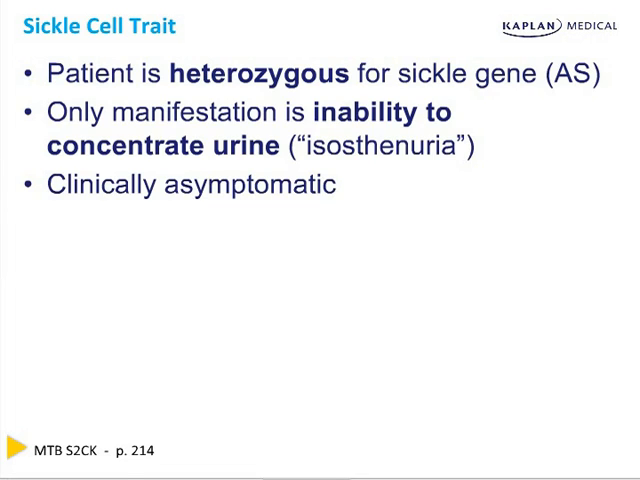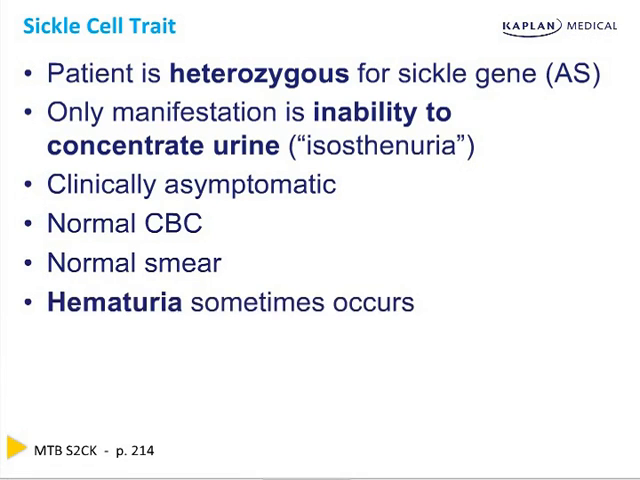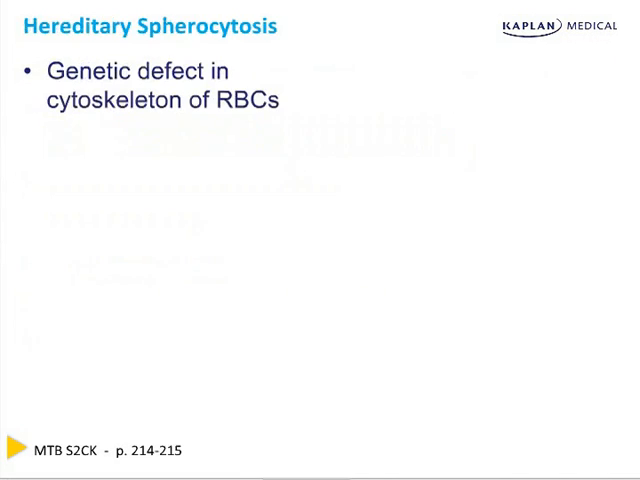Now remember, patients with trait are hematologically normal. They have normal CBCs, normal smears. And just because they have a little hematuria does not mean that they have any hematologic manifestations, and there's no treatment for sickle cell trait.